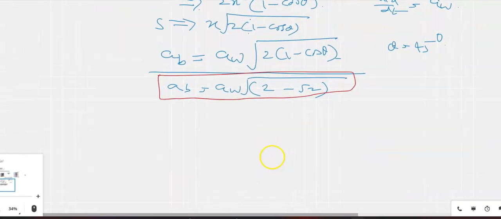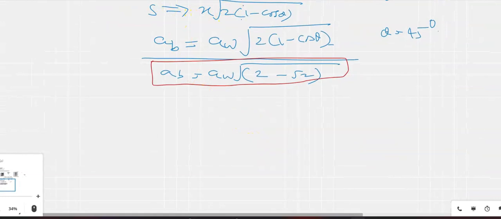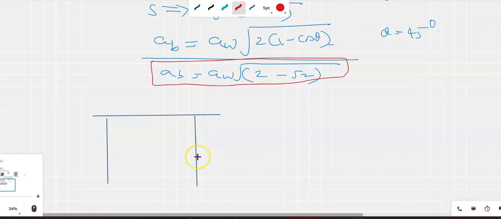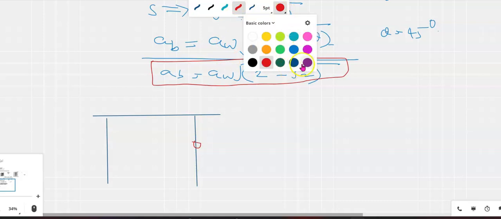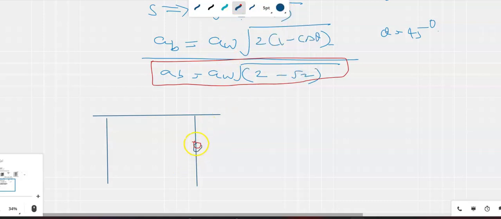This is also an interesting problem, and this is a case of two rings. Let me change the color. There is one ring here and another ring here, and there is a rope which passes through this ring, and it is tied to this. So this here it can slide. This also can slide.